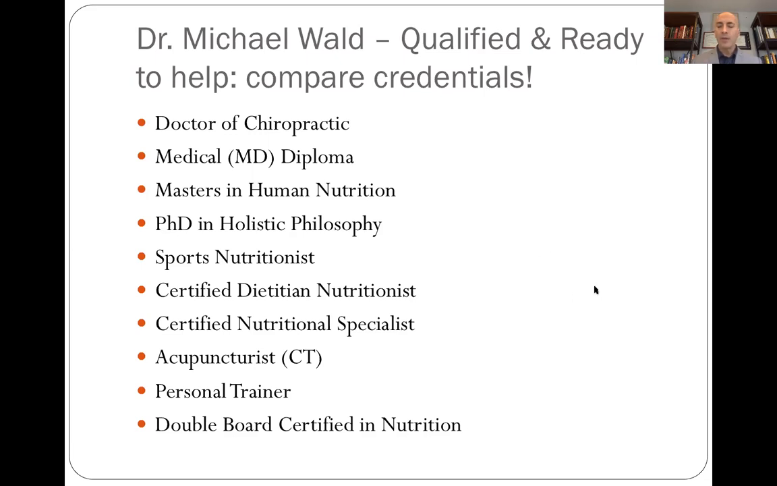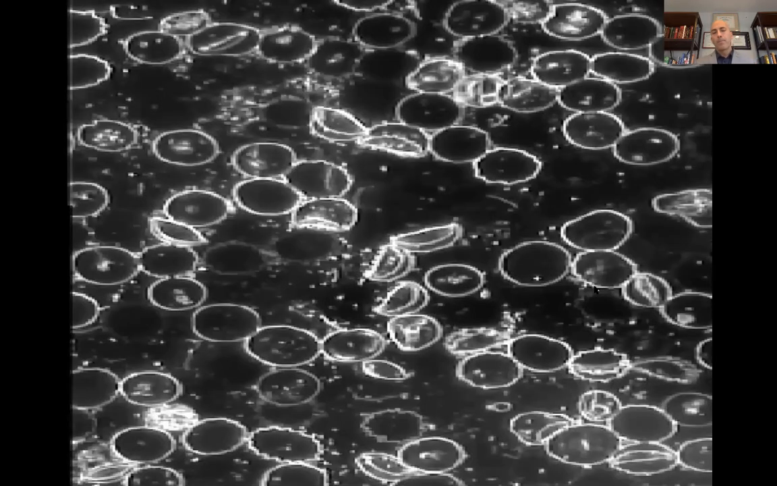Now, as we move on with the labs, I want you to take a look at this picture. For those of you who are watching the PowerPoint Zoom presentation, and for those of you who are not, we're looking at a slide which is black and white, which shows a bunch of circles, which are red blood cells. The circles are white, and everything else is black. It looks like the universe.